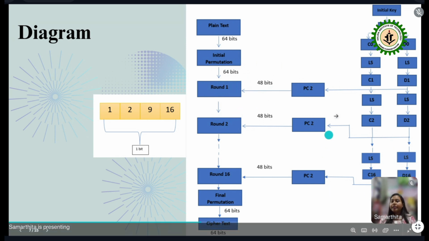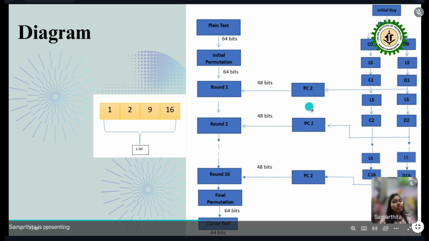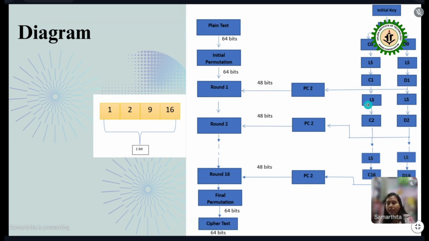In a similar way round 16 will happen, and see, C1 and D1 go again under LS, left shift. So C1 and D1 is the input for the next round. So PC2 happens 16 times, and it is not the same each time. This is the rearranging of the bits, but these PC2 and 48-bit messages are completely different. This is so important.